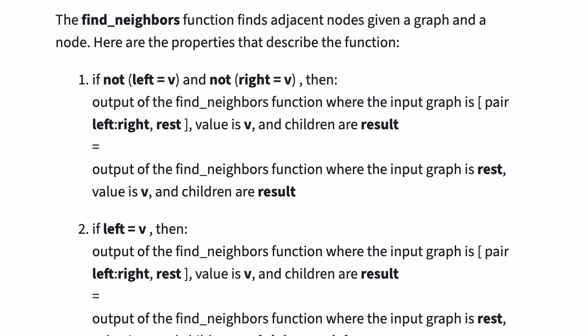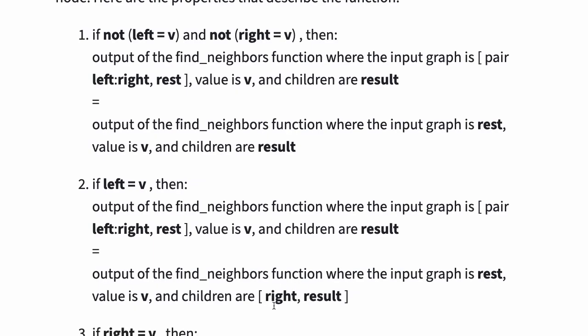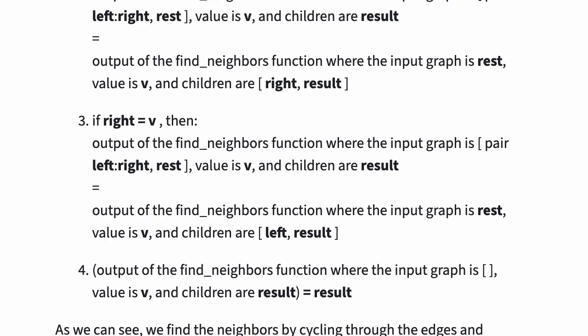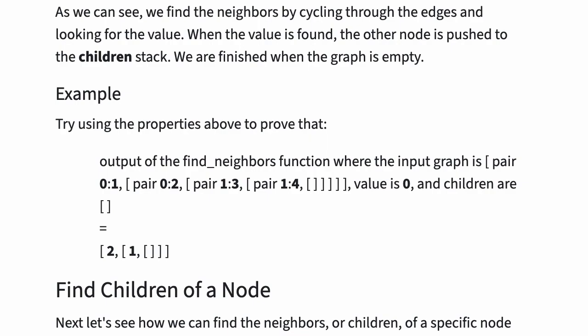Property 2 says that if left is equal to v, then we add right to the result. Property 3 says that if right is equal to v, then left is added to the children. Property 4 says that if the input graph is empty, then the children is equal to result. As we can see, we find the neighbors by cycling through the edges and looking for the value. When the value is found, the other node is pushed to the children stack. We are finished when the graph is empty.